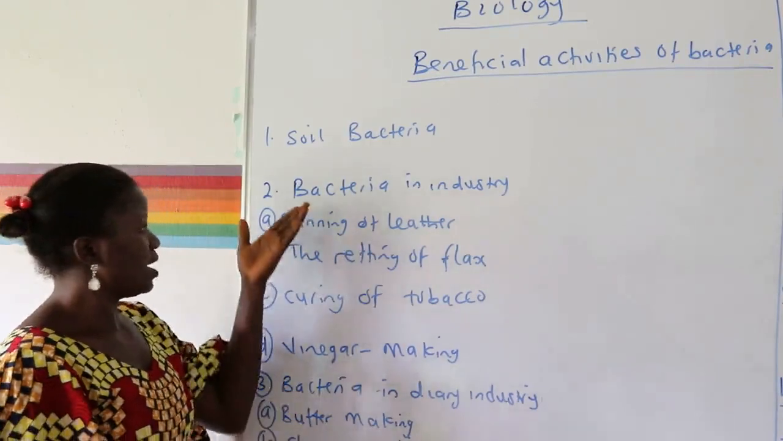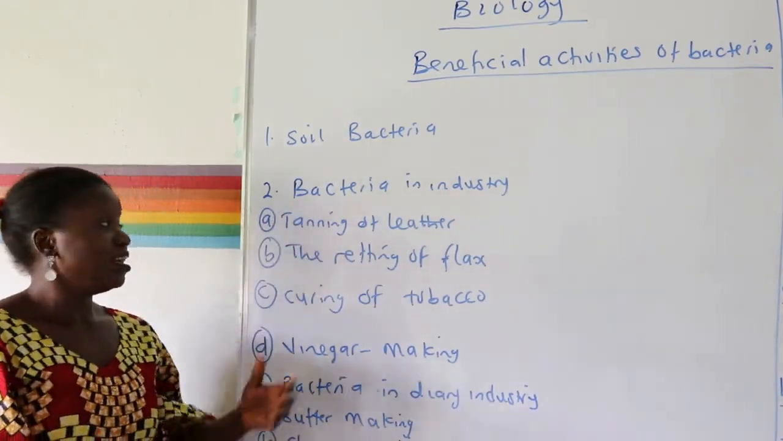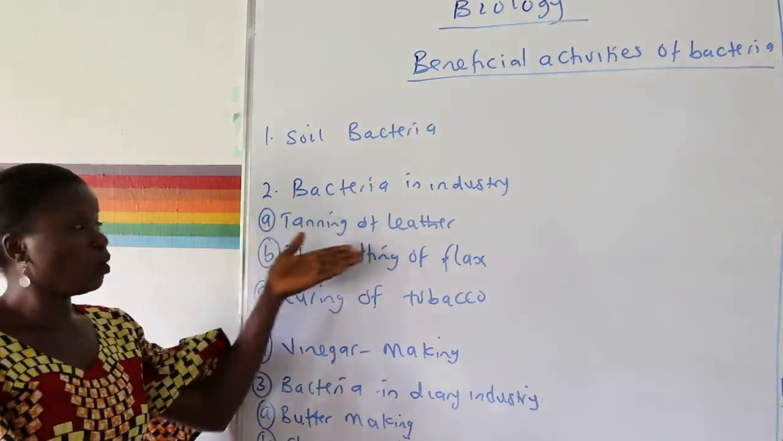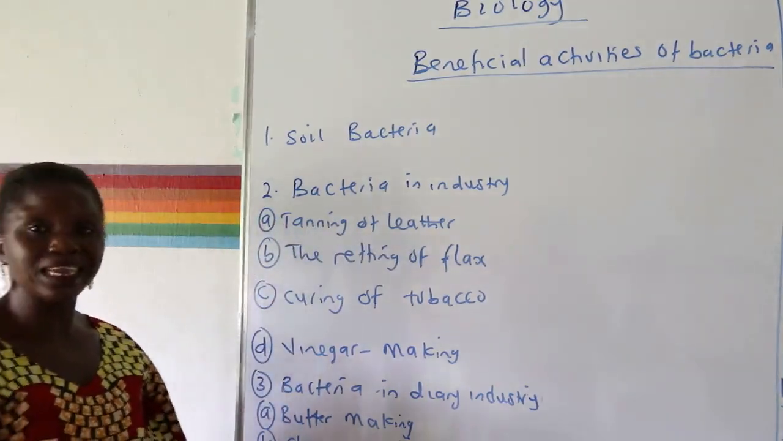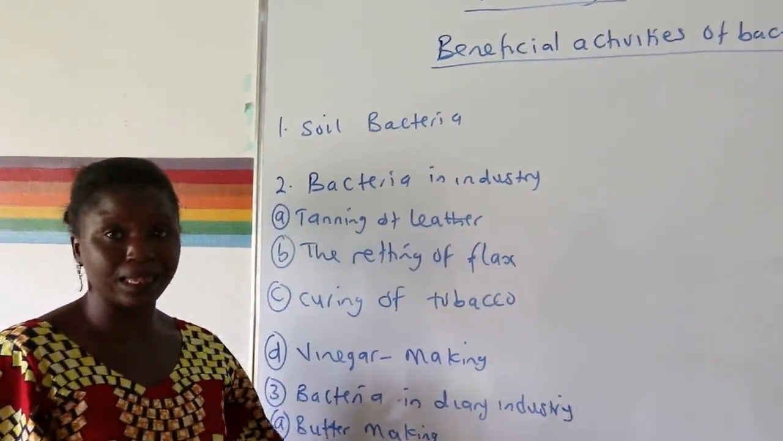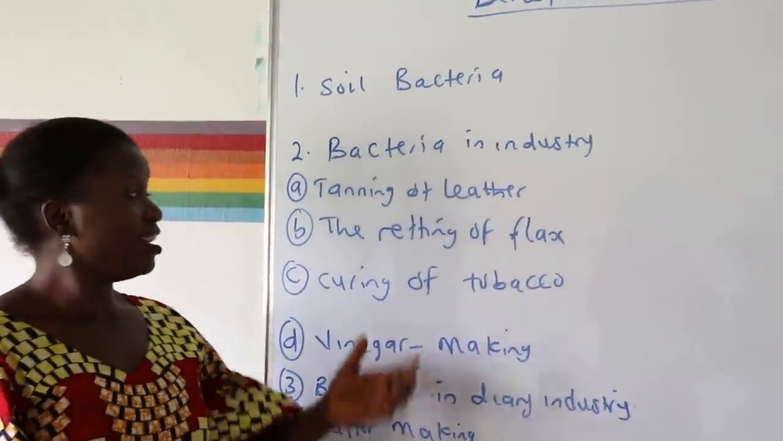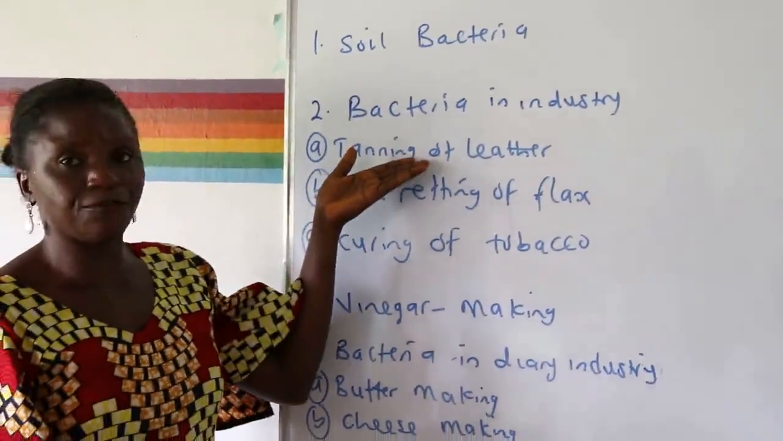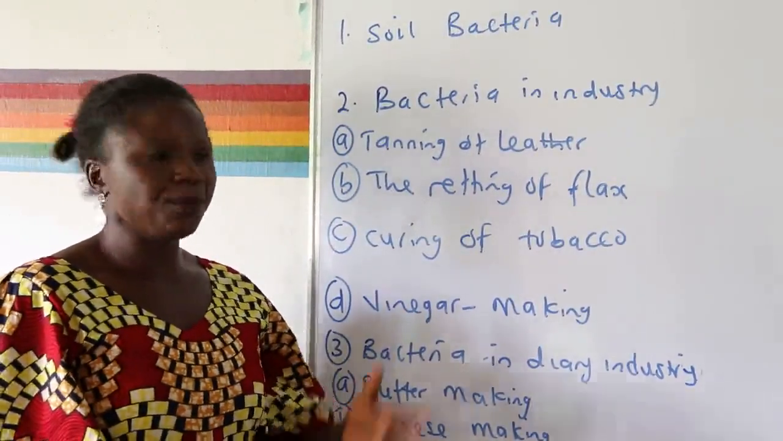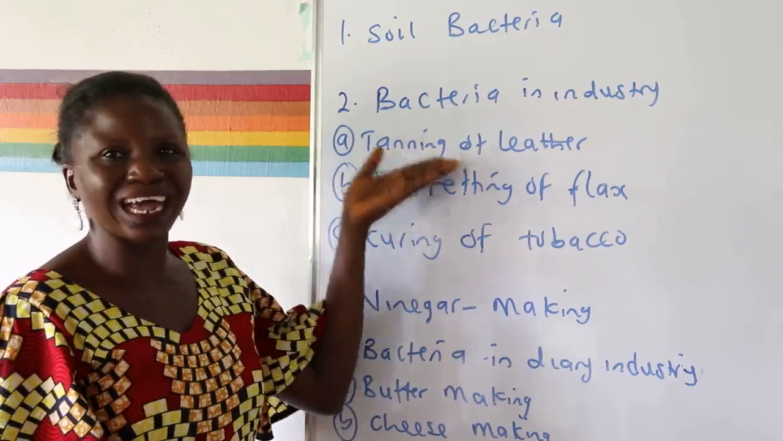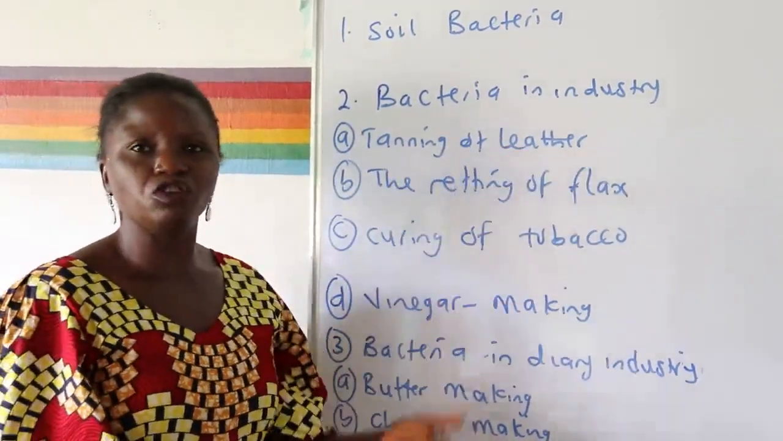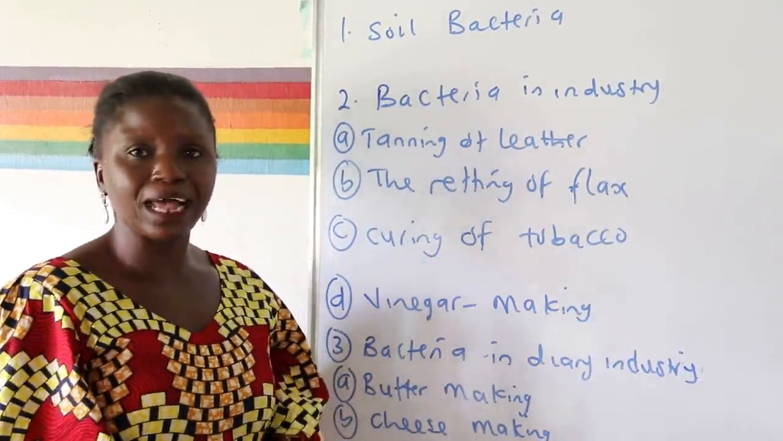And then the second one is bacteria in the industry. Industry like tanning, the industry that deals with the conversion of hide and skin into leather for making shoes, bags, belts, and other things that are of importance to man. The removal of the hairs from the skin of the animal is carried out in a tannery, and the process of that removal is what they call tanning. And once that hair is removed, it is converted into leather that you can use in making your shoes, your bags, your belts, and other things.